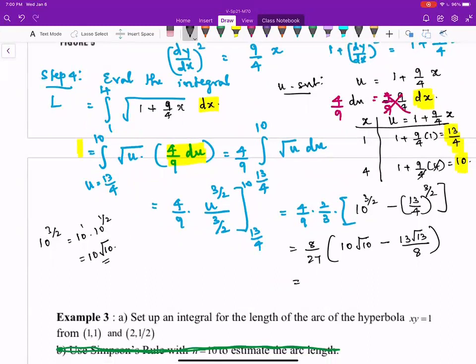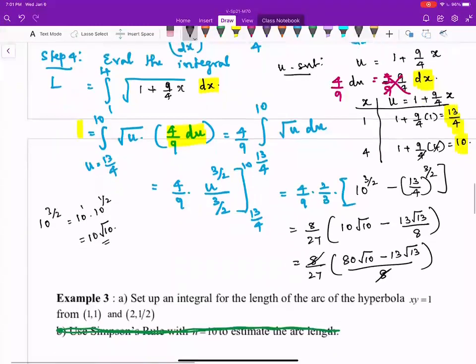So now it's only a question of simplifying this. It's 8 over 27 times 80 square root of 10 minus 13 square root of 13 divided by 8. So these two 8s cancel out. So the answer for the length is going to be 1 over 27 times 80 square root of 10 minus 13 square root of 13.